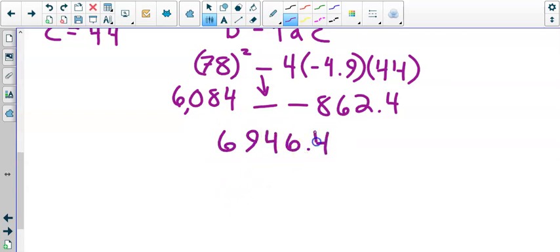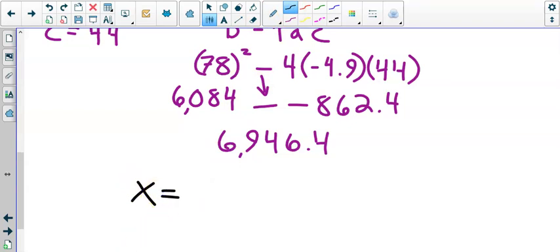$6,946.4. There's our number under the radical. You can see why we don't want to try and keep this exact. I mean, we already got decimals in the answer. That's a pain in the rear. All right, so now we just plug into the rest of the formula.